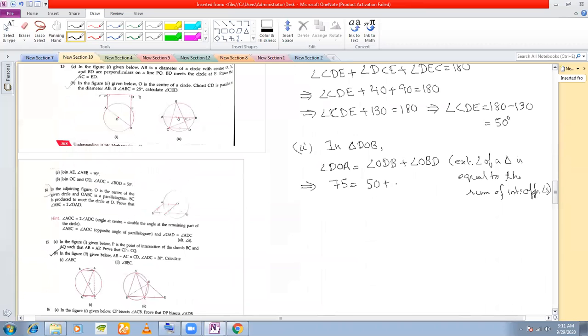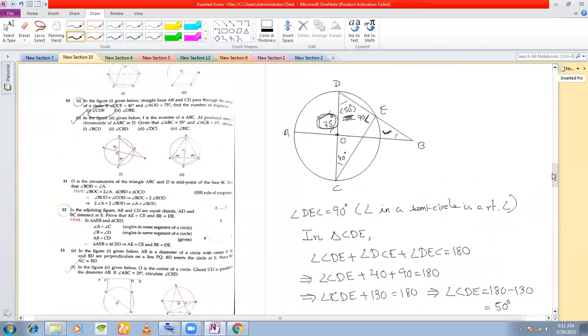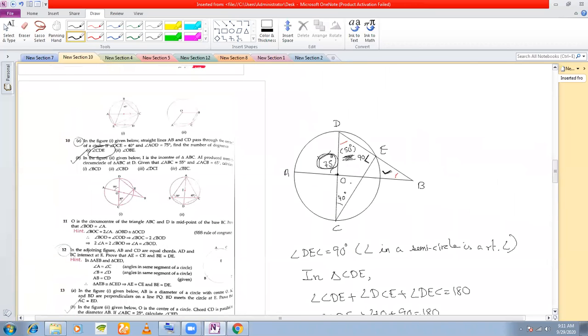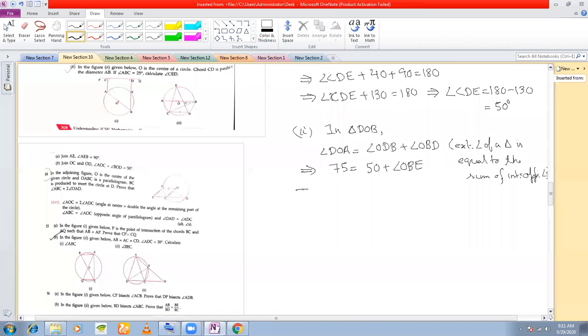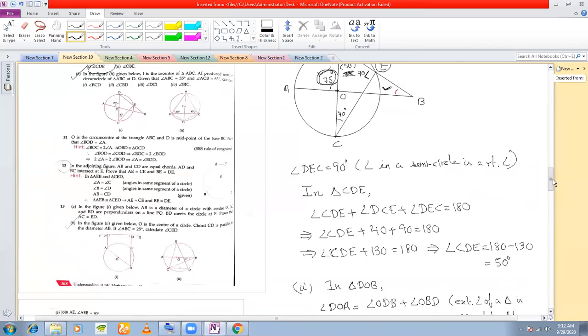OBD or OBE? Same thing. Whether I call it OBD or OBE, when we refer to OBD we are taking this alphabet, and when we refer to OBE we are referring to this alphabet. So we are referring to the same angle. That means angle OBE is 75 minus 50, which is 25. Okay, so this is done. So it's again a two-line problem.